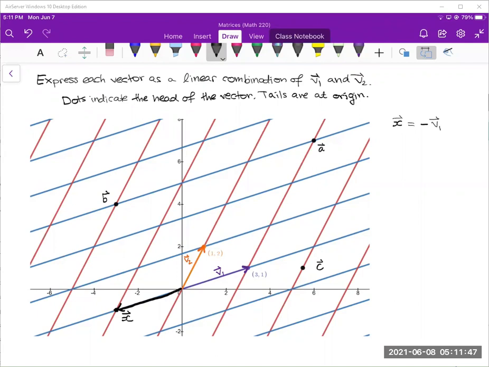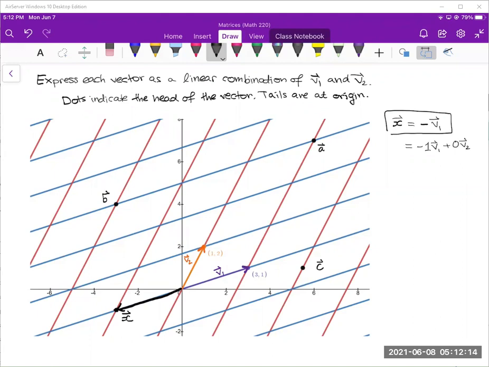And if we wanted to write it in terms of both v1 and v2, the numbers that we're going to see are negative 1 v1s and 0 v2s. Normally, we're just going to express it in this format. But you can see that there are coefficients for both v1 and v2 here, negative 1 and 0.